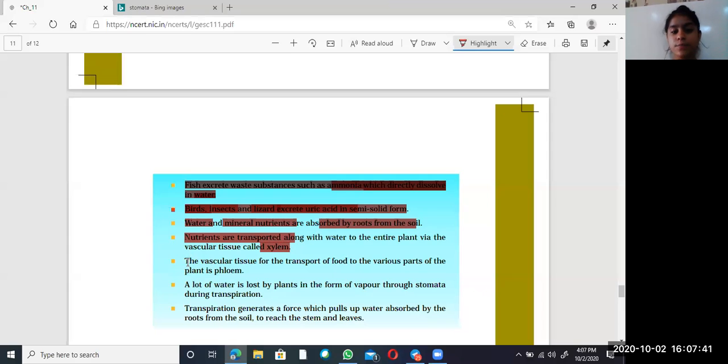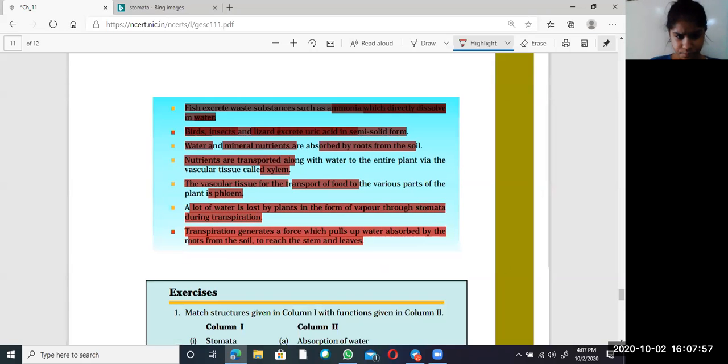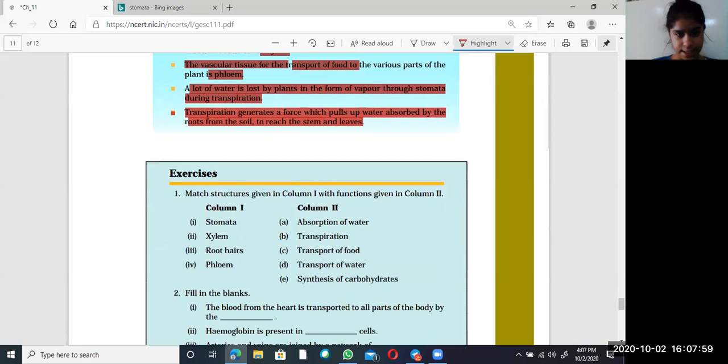Ignoring that, let's move. Vascular tissues for transportation of food, right? Food कौन transfer करता है? Phloem. A lot of water is lost by plants called transpiration. Transpiration generates a force which pulls up the water. Right? अभी हमने पढ़ा था ये. Okay. With this, your chapter is completed.